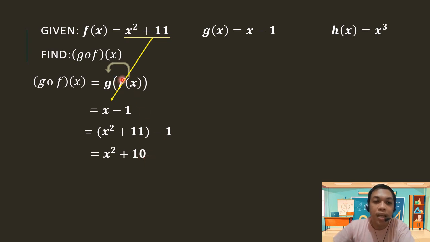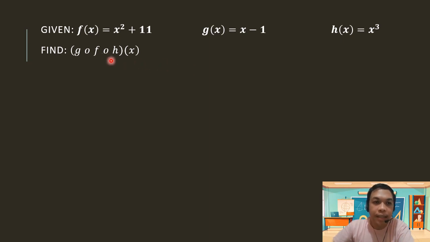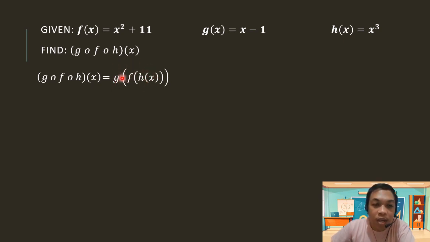So, it's important that you follow the order of these functions. They should not be reversed. As you can see, the result of f circle g is different from g circle f. Now, what if this is the given? We have g circle f circle h of x. Again, the tip is we start from the innermost term going outward. So, we first perform f of h of x, and then the result we will substitute into g of x.